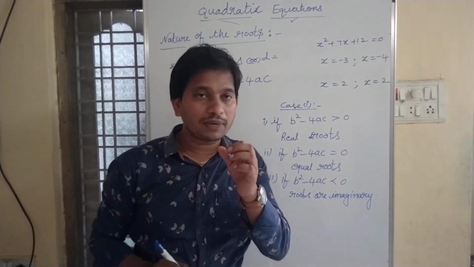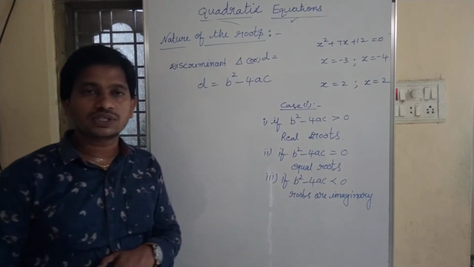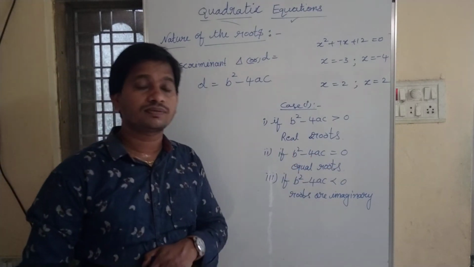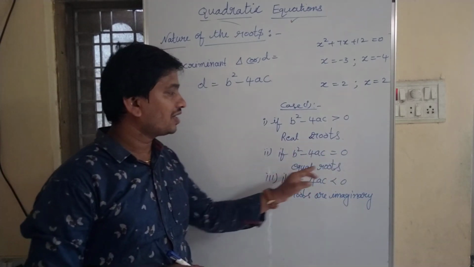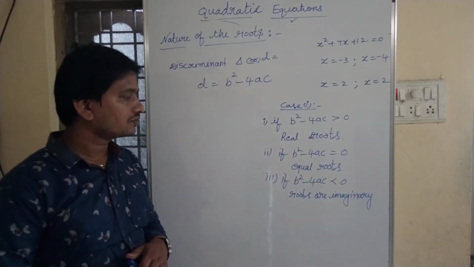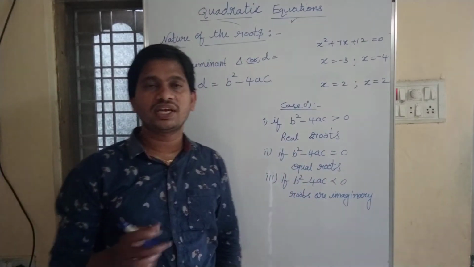Okay, actually we have three cases. Case 1 is if b square minus 4ac is greater than 0, then we have distinct real roots. If b square minus 4ac is equal to 0, then we have equal roots. If b square minus 4ac is less than 0, then the roots are imaginary.